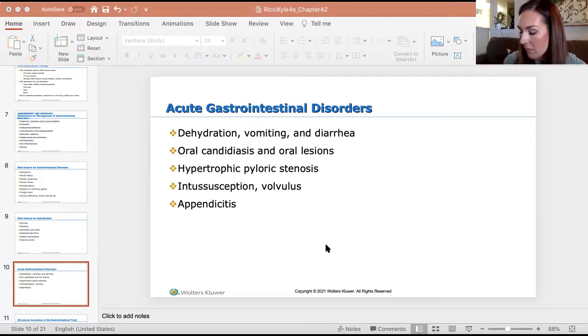So the signs and symptoms are going to be projectile vomiting. This is exorcist-type vomiting that you're going to see. There's a lot of pressure down here in that lower area of the stomach, and it's just going to increase. And so projectile vomiting, you might even have bloody emesis.